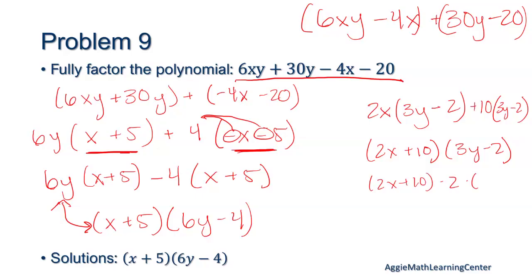Oh wait, I did that backwards. I was trying to show what you were saying. Oh yeah, sorry. No, you're good. I just did it backwards then. It's 2 times x plus 5, and then 3y minus 2.